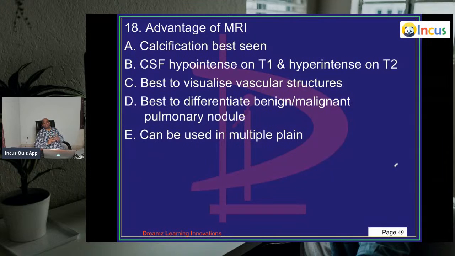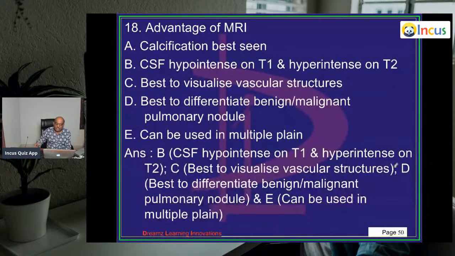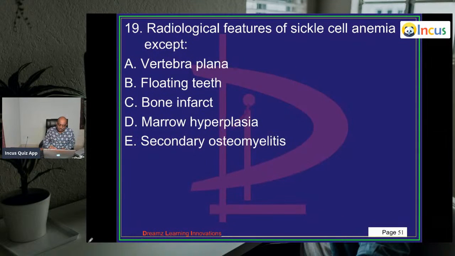Now, what is an advantage of MRI? In MRI, CSF is hypointense on T1 and hyperintense on T2, the cerebrospinal fluid. Vascular structures you can see better on MRI. If you want to differentiate benign from malignant pulmonary nodule, MRI is good. And MRI can be used in multiple planes. So that is the advantage of MRI. But if you want to see calcification, the best is always a CT scan, is what you need to understand.